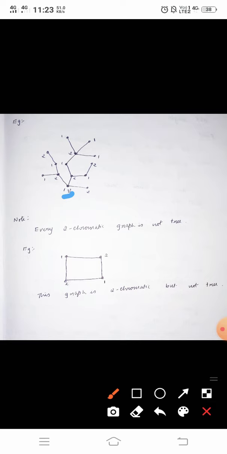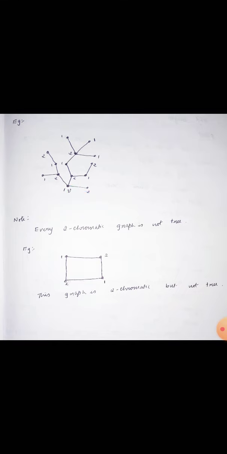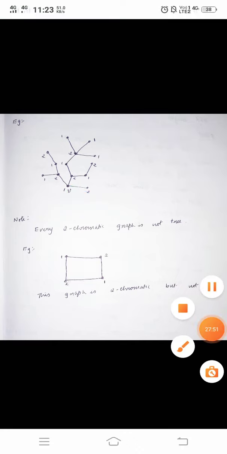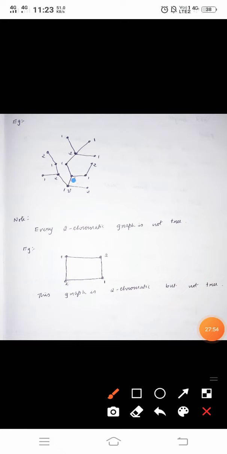Which are the vertices of even distance from V, they have color 1. Look here. From V to this vertex the distance is 1, that is odd, its color is 2. From V to this one the distance is 1, its color is also 2. From V to this one the distance is 1, that is odd, the color is 2.